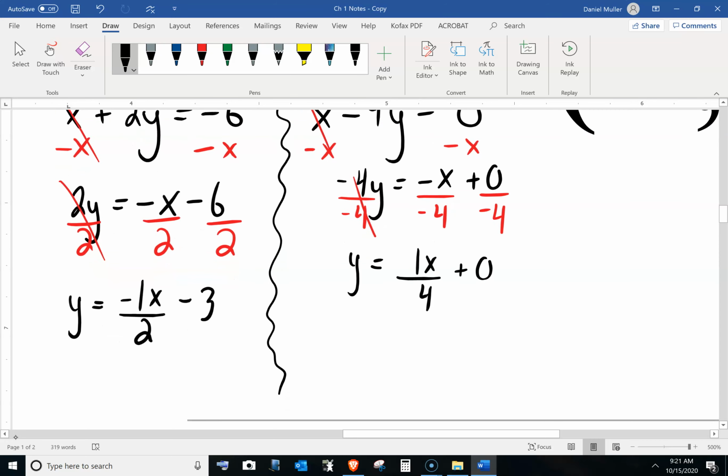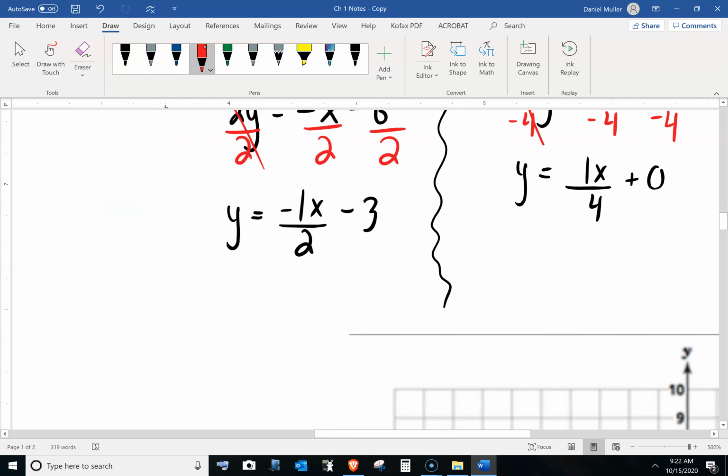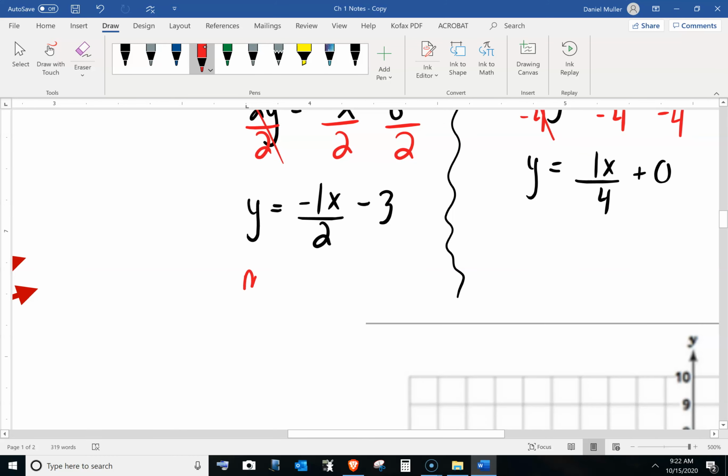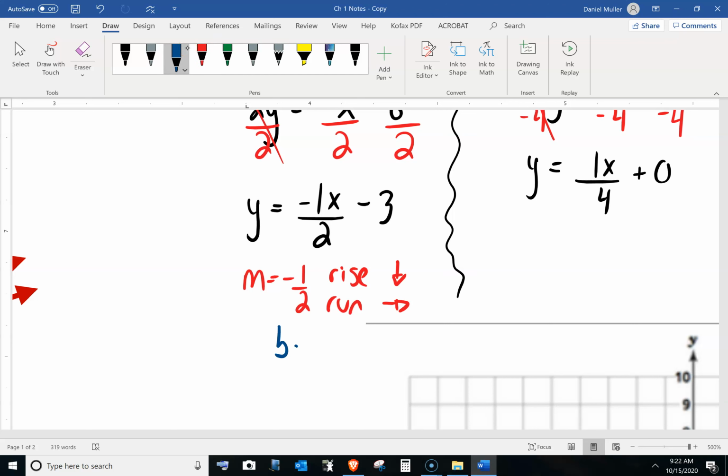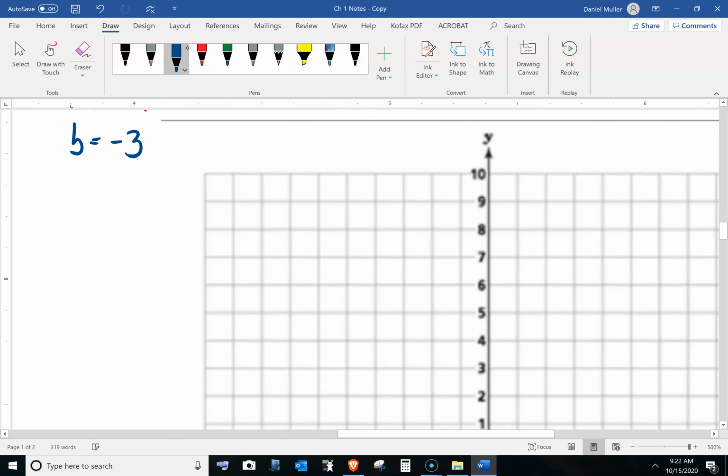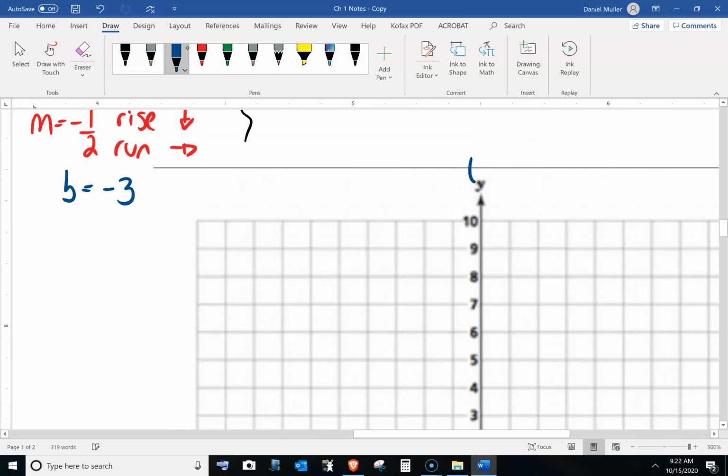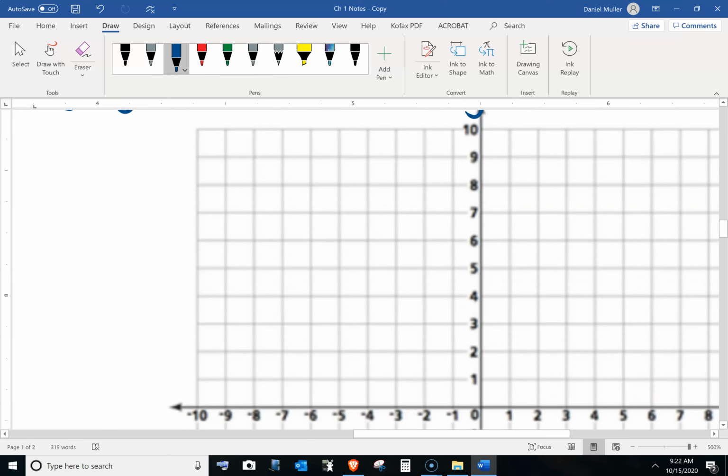Okay. So now we can do like we did on the first one. We can write down our slope. So our slope for this one is m, so -1 over 2. That's our rise, and this is our run. And because it's negative, we're going to rise down. And because the 2 is positive, we're going to go right. And we have a starting spot here of -3. So this is my y-axis, and I will cross it at -3.